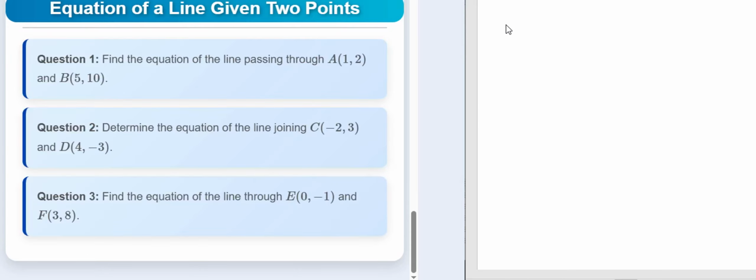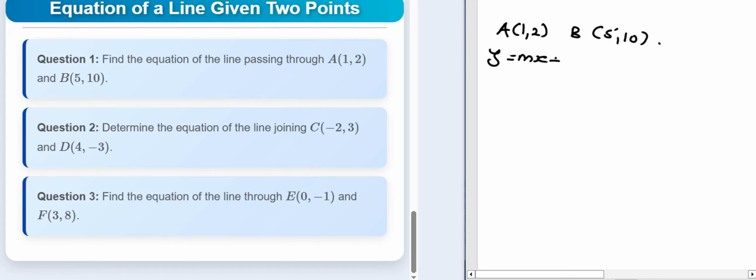Can we try another example? Question 1. Find the equation of a line passing through A, which is 1, 2, then B, which is 5, 10. So, the form of the equation, of course, is y = mx + b, where b is the y-intercept and m is the gradient.